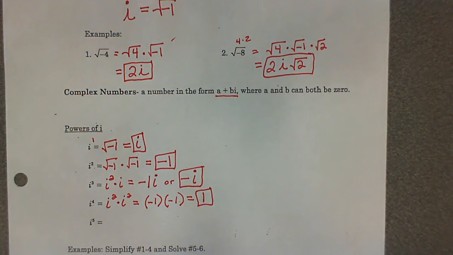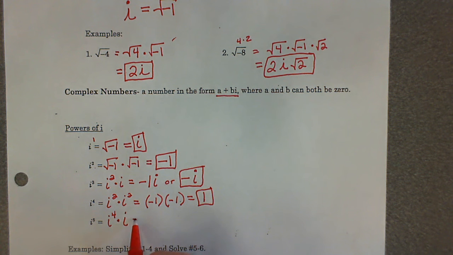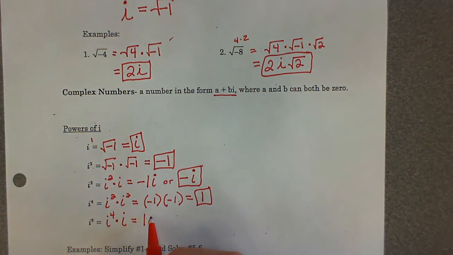Now, what about i to the fifth? Well, i to the fifth probably is easiest understood by taking i to the fourth and multiplying it by i. Well, what is i to the fourth? i to the fourth is 1. i reduces down to just i, so this is 1i, also known as i.